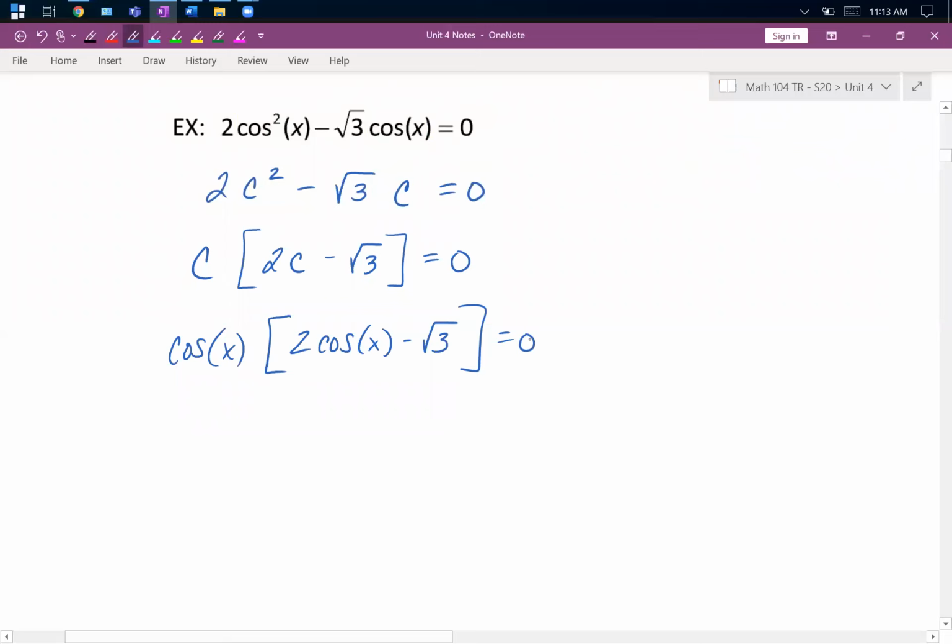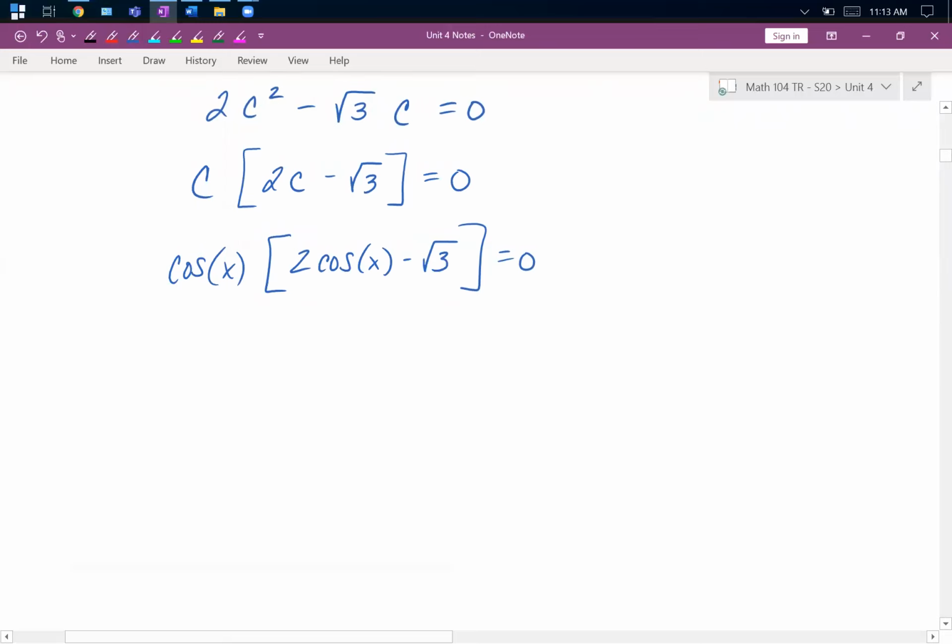And at this point, we can apply our zero product property. We get cosine of x equal to 0, and 2 cosine of x minus square root of 3 equal to 0. Any questions so far?